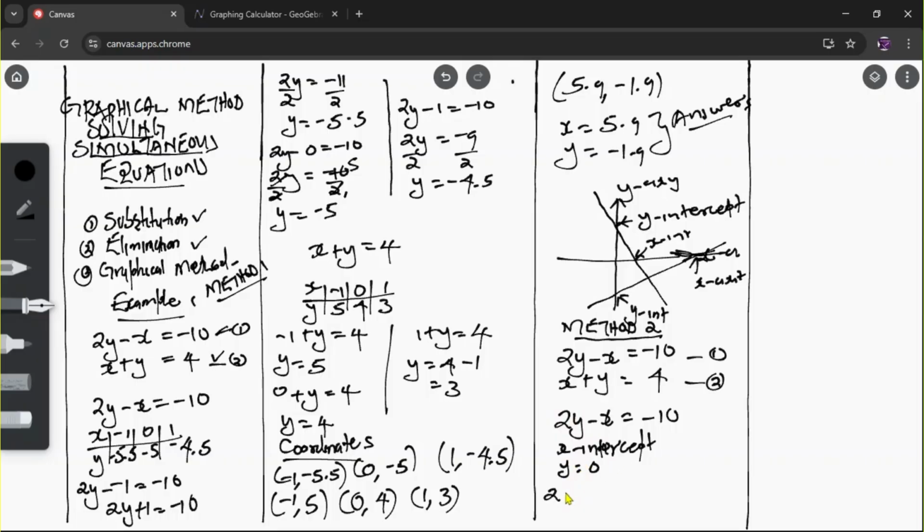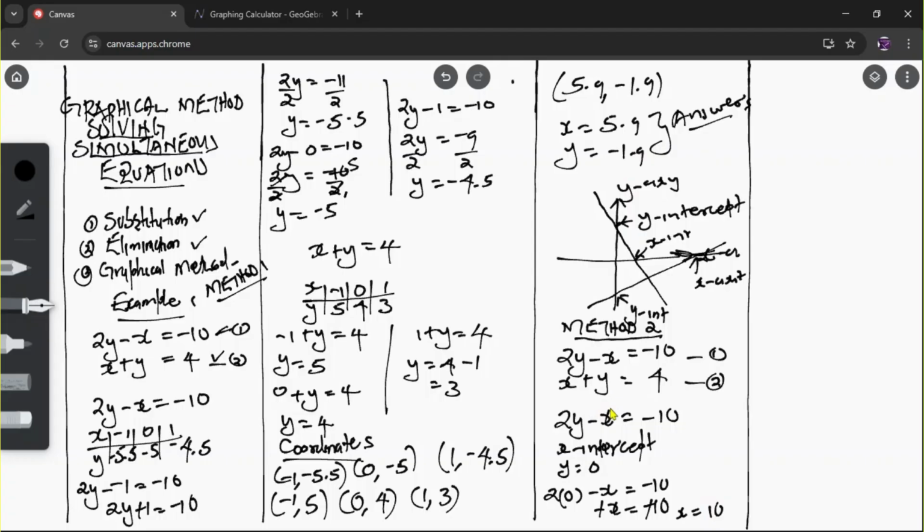So I'll come and substitute here that at this intercept, the value of y is 0. So I'll have 2 times 0, then I subtract x is equal to negative 10. The whole of this one will turn out to be 0. So negative x is equal to negative 10. Therefore, negative and negative cancel each other, so the value of x is equal to 10. So this graph is passing through 10 on the x-axis.